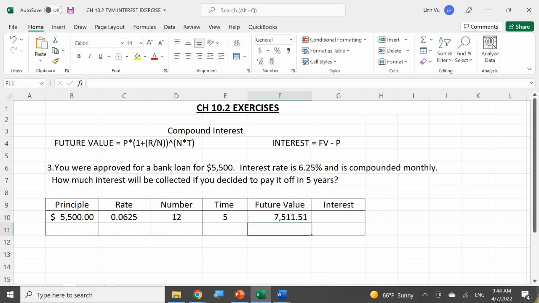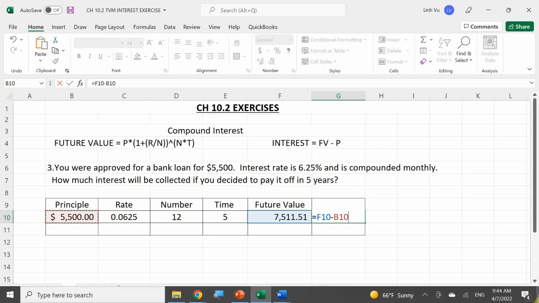And I should get $7,511.51. To figure out how much interest that is, you take your future value and subtract your principal.